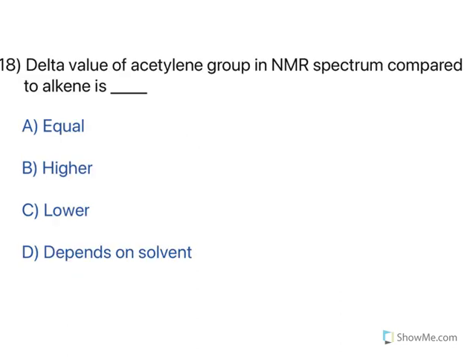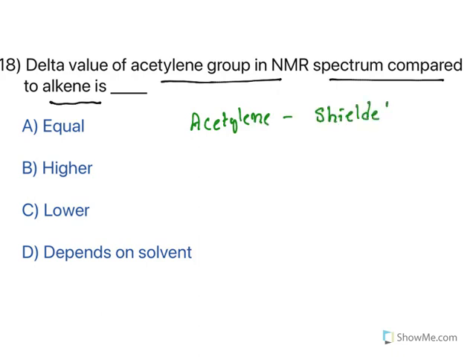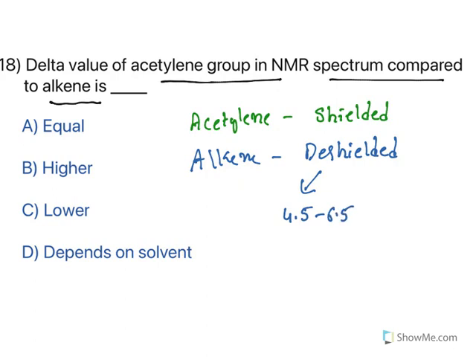Now, delta value of acetylene group in NMR spectrum compared to alkenes. See, at the very beginning we have seen acetylene protons are shielded, whereas alkene protons are deshielded. Because of the orientation of their protons, they will be deshielded. So deshielded, you will get a signal at downfield. The delta value will be around 4.5 to 6.5, whereas the shielded one, this one, will be around 2.5. So the delta value of acetylene group, 2.5, compared to alkene is lower. This is at 4.5, this is at 2.5. So the option is C.